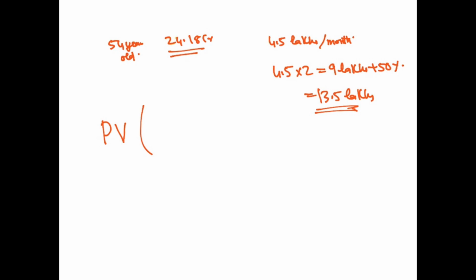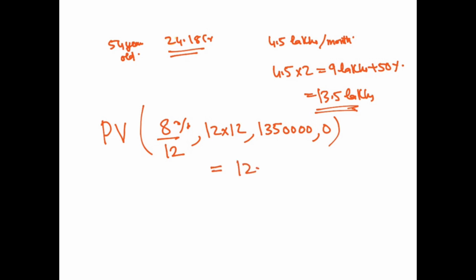Present value of 13.5 lakhs for the next 144 months. That is till you are 66 years old. So you put 8% by 12, 12 into 12, 13.5 lakhs. And finally at the end it will become zero value. So this you will get 12.47 crores. So out of the 24.18, 12.47 crores has gone. Balance 24.18 minus 12.47, you now have 11.71 crores.